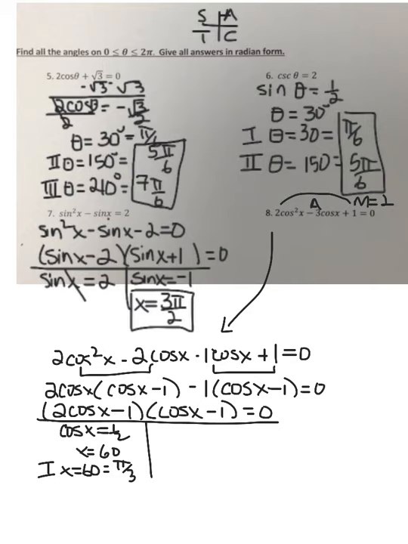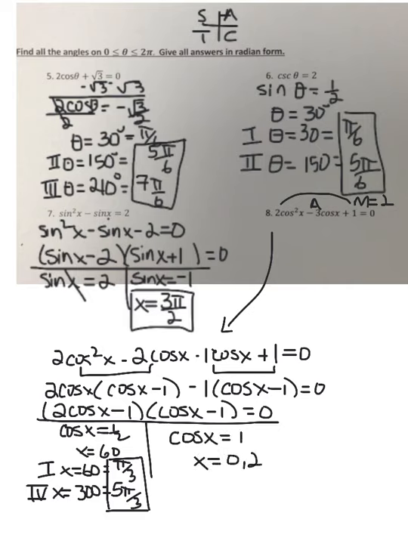And then I want the fourth quadrant answer because cosine is positive in the fourth quadrant. So 60 in the fourth quadrant will be 300, which would be 5 pi over 3. So there are your answers on the left-hand side. Now let's go over here on the right-hand side. We're going to get the cosine of x equals 1. So x would be 0, and it would also be 2 pi.